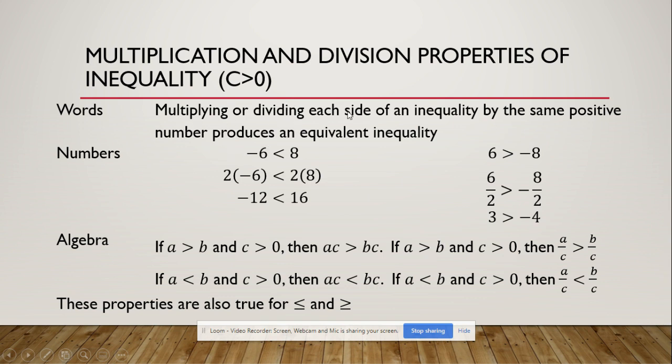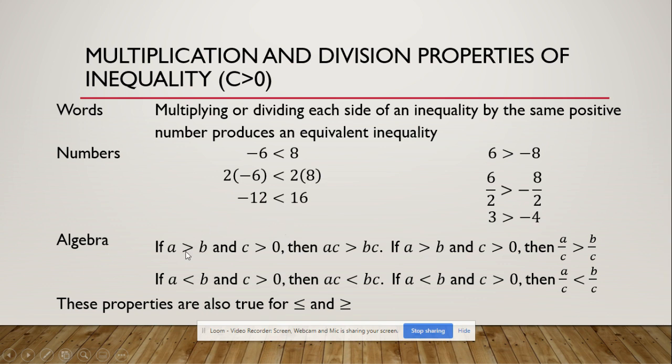When we multiply or divide each side of an inequality by the same positive number, it produces an equivalent inequality. Using numbers, if we've got -6 is less than 8, which is absolutely true, and we multiply both sides by a positive number, in this case 2, -6 times 2 is -12, 2 times 8 is 16, and the same relationship still exists. -12 is less than 16.